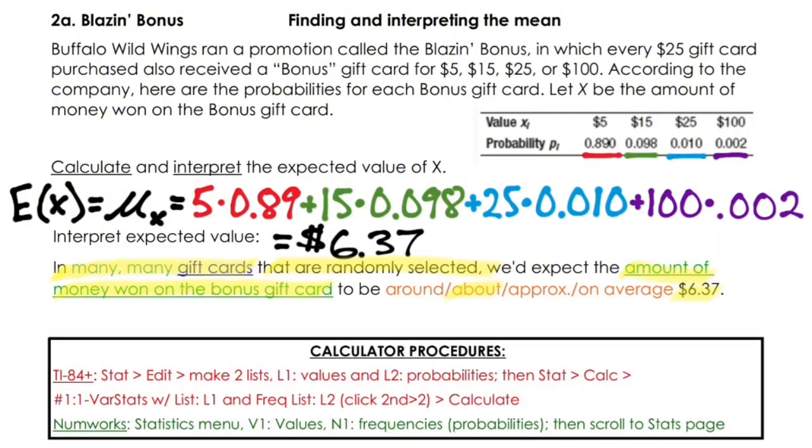It is in your best interest to write out this statement exactly as it appears. Choose whatever word you want for around, about, or approximately, or on average. Any of those words are perfectly fine. Just choose one, run with it, and write your response like this every time. It's going to get boring. You're going to sound like a broken record, but it is guaranteeing you maximum value on the interpretation questions.